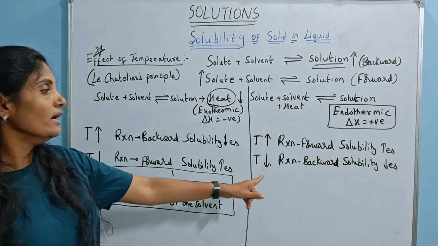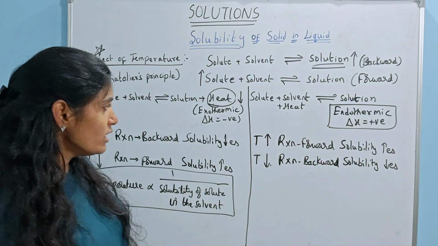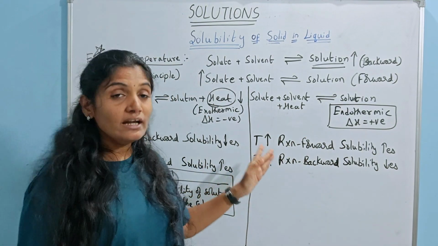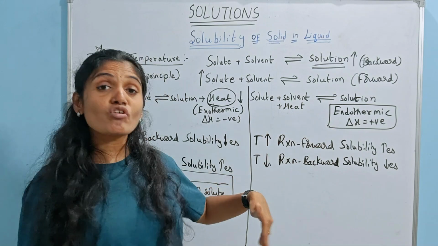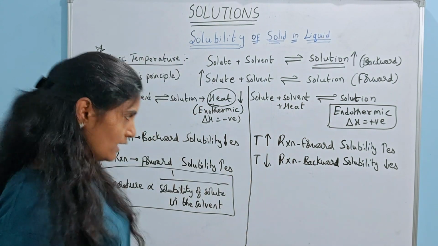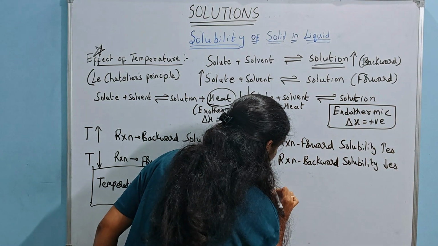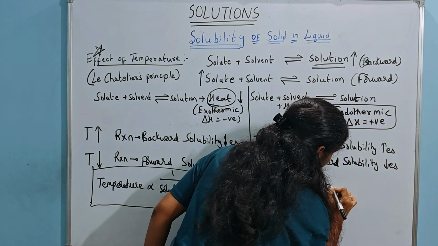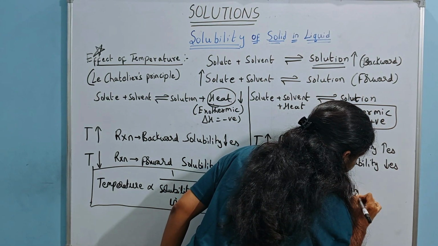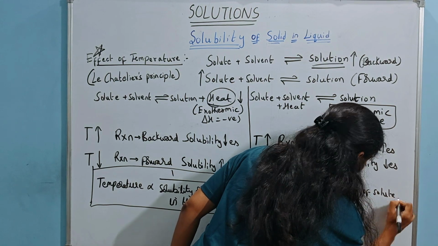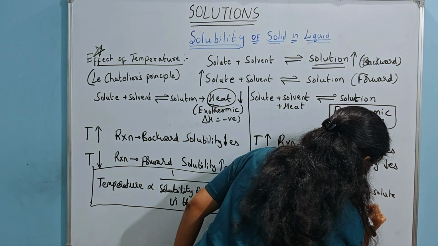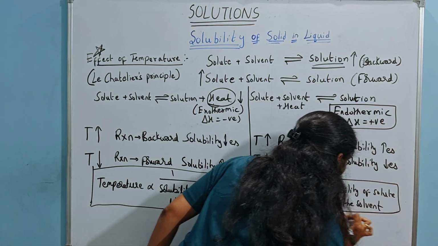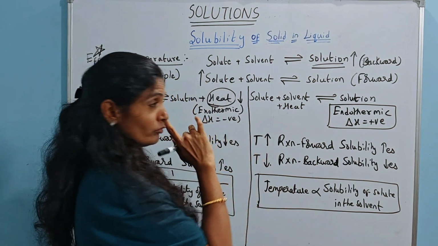The solubility decreases. So in the endothermic reaction, when I increase the temperature, the reaction goes forward, solubility increases. When I decrease the temperature, the reaction goes backward, crystallization is preferred, so solubility decreases. So overall I can say in an endothermic reaction, temperature is directly proportional to the solubility of solute in the solvent. Okay, this is how the temperature affects the solubility of solid in a particular liquid solvent.